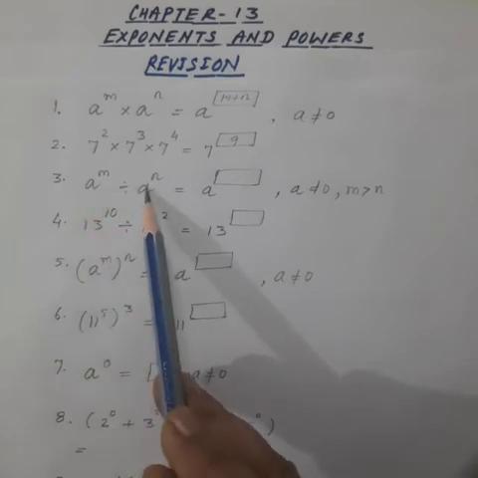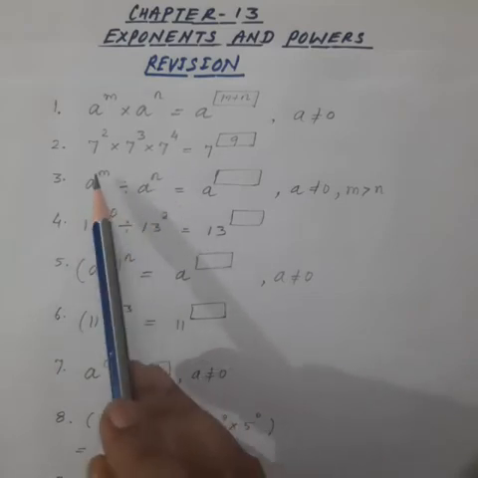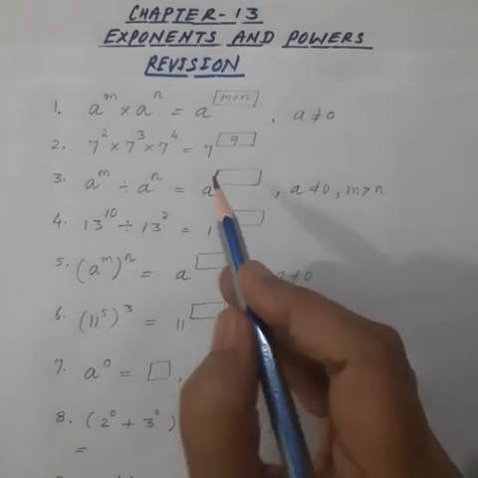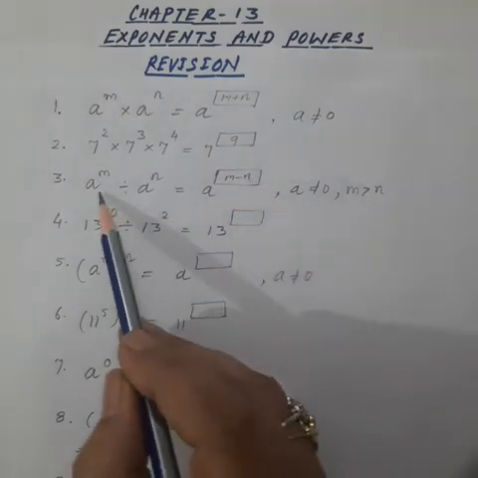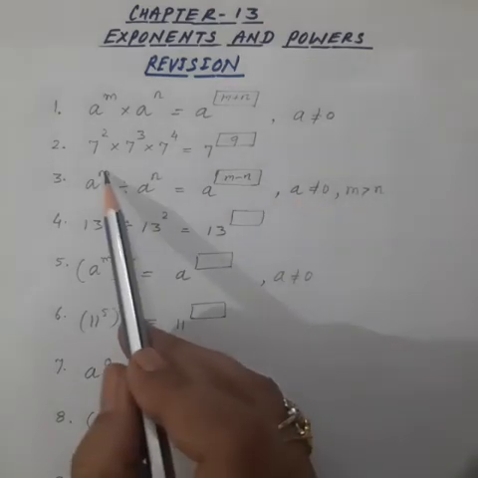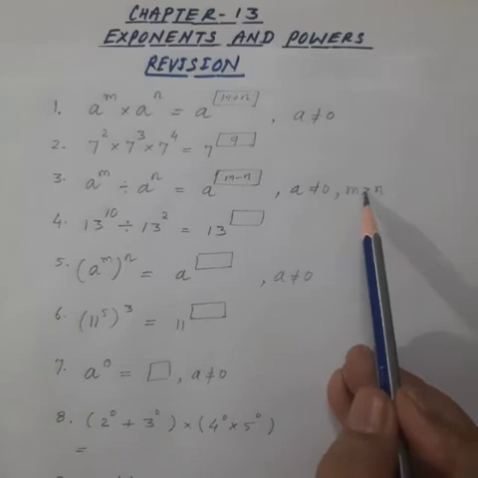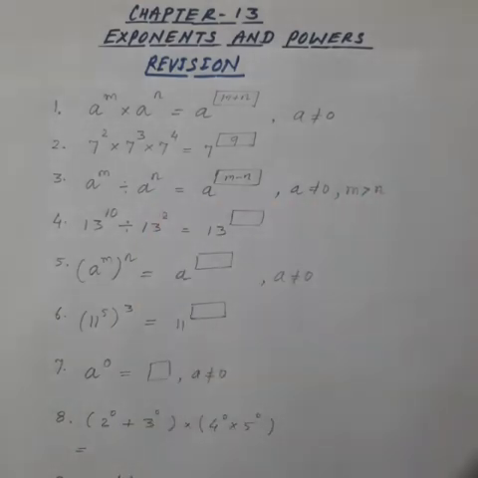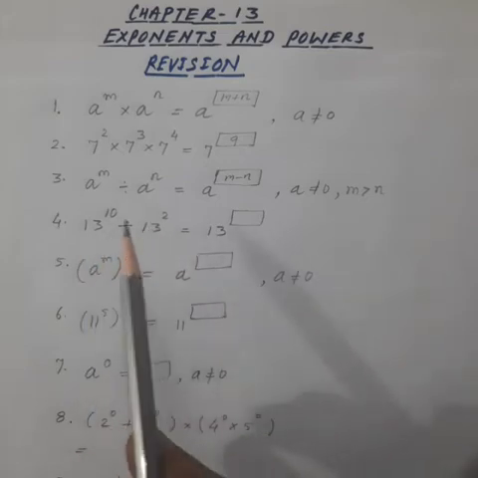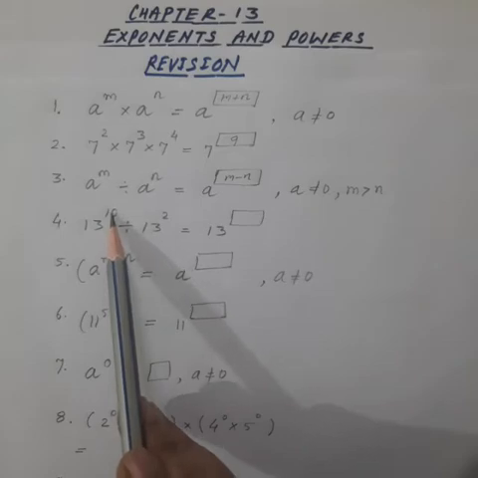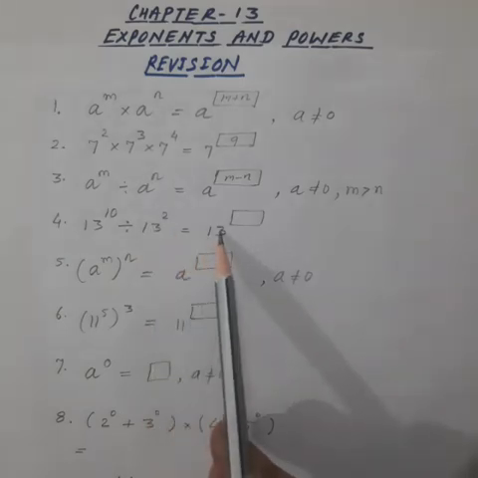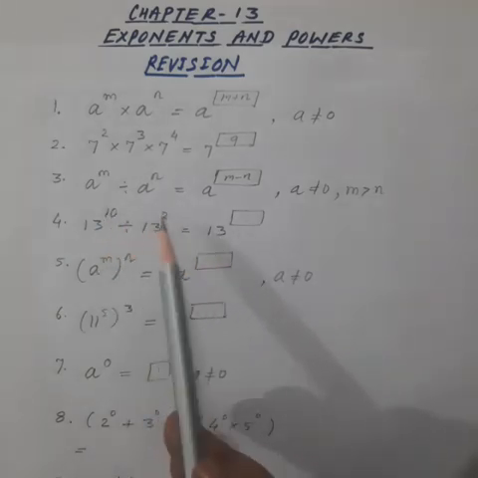Third, in the division of two numbers with same base a and powers m and n, we can take the same base common and subtract the powers, m minus n, where base a is a non-zero integer and m, the power in numerator, is greater than the power in denominator n. Fourth, in this division of two numbers, the base is same, 13, and power in the numerator is greater than the power in denominator. So take the same base common, 13, and subtract the powers. 10 minus 2 is 8.